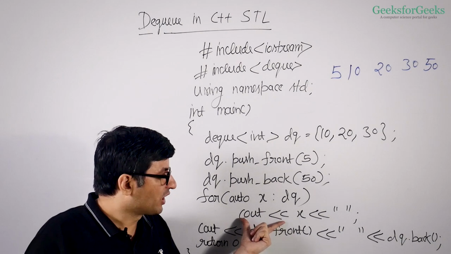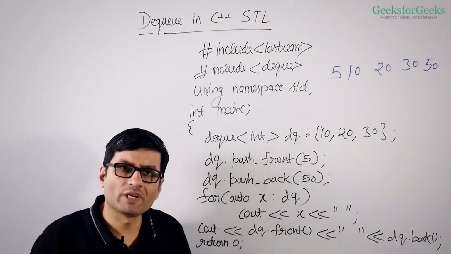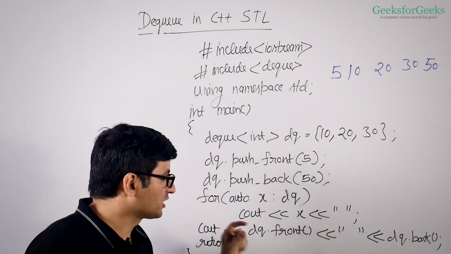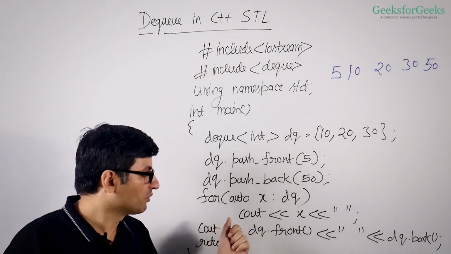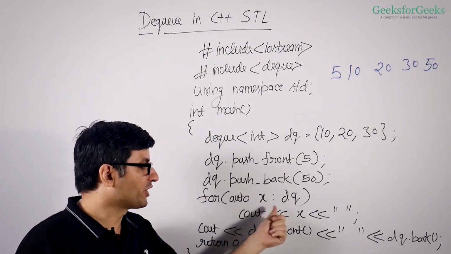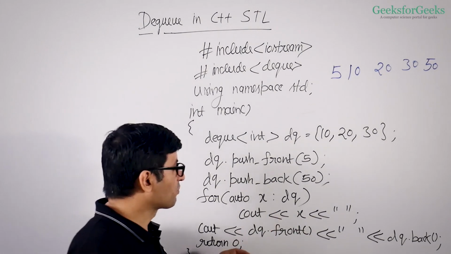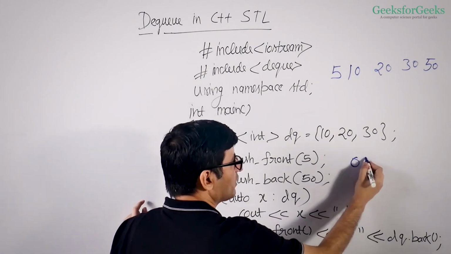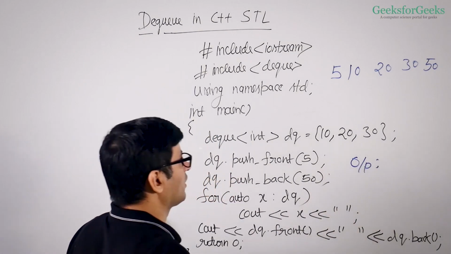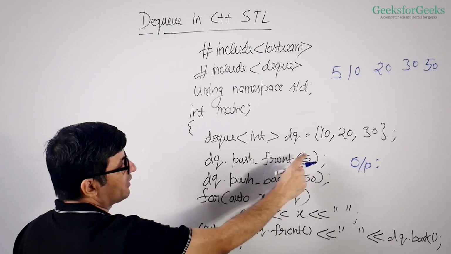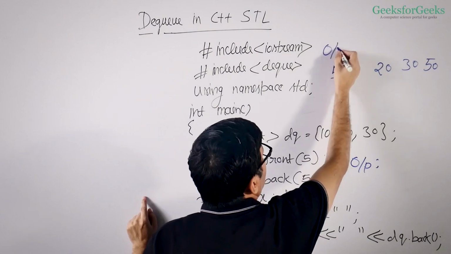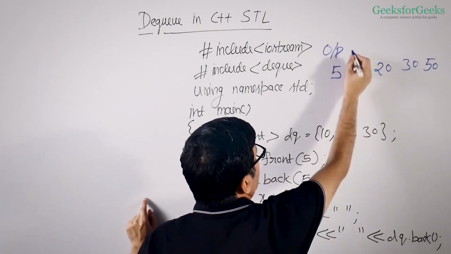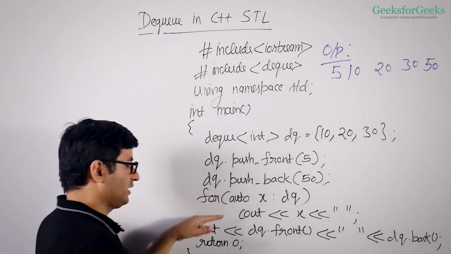This is how we can traverse the Deque. There are more ways, like using iterator. This is a simple syntax to go through a Deque using a for each loop. So we traverse through every item of Deque and we print it here. So the output of this program is going to be 5, 10, 20, 30, 50. Basically this thing. This is the output of this line, right?